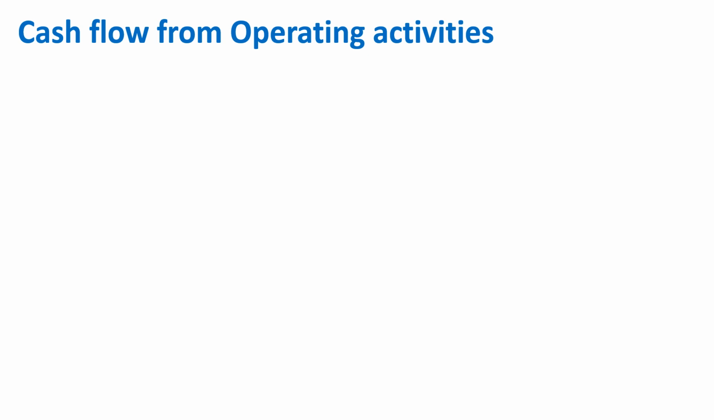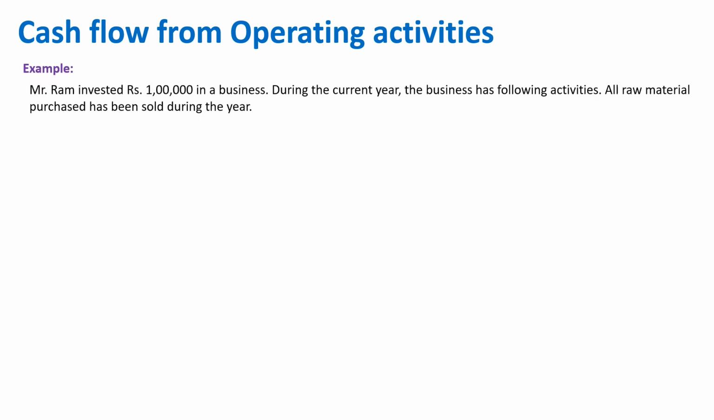So let's start with an example. Mr. Ram invested rupees 1 lakh in a business. During the current year, the business has the following activities. All raw material purchased has been sold during the year. So this is the assumption.